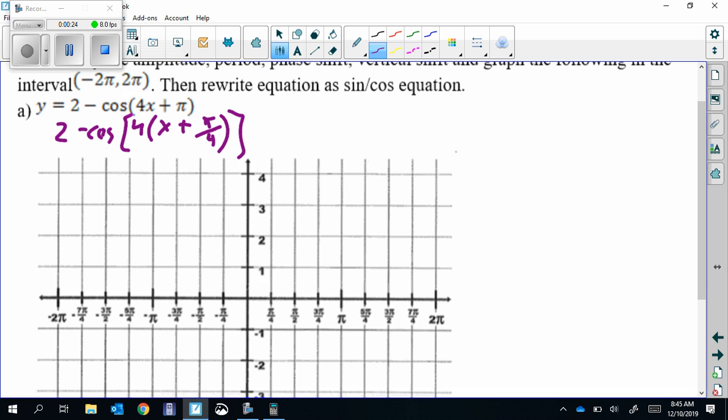This 2 right here, that is your vertical shift. That's your midline. So we're going to draw a horizontal line at 2.